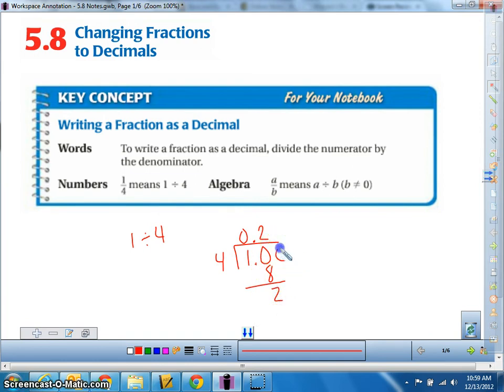We aren't done yet, so we're going to have to add a 0, bring it down. And how many times can 4 go into 20? 5 times. 5 times 4 is 20. 20 minus 20 is 0. We've used up everything. There's nothing more to take down. So 1/4 is the equivalent of 0.25. But we'll get more practice with that.